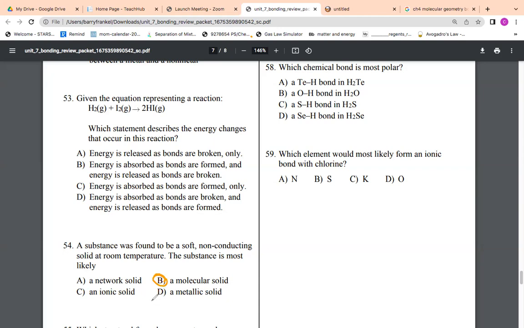So this is again describing a molecular solid. Okay. Okie dokes. 55.